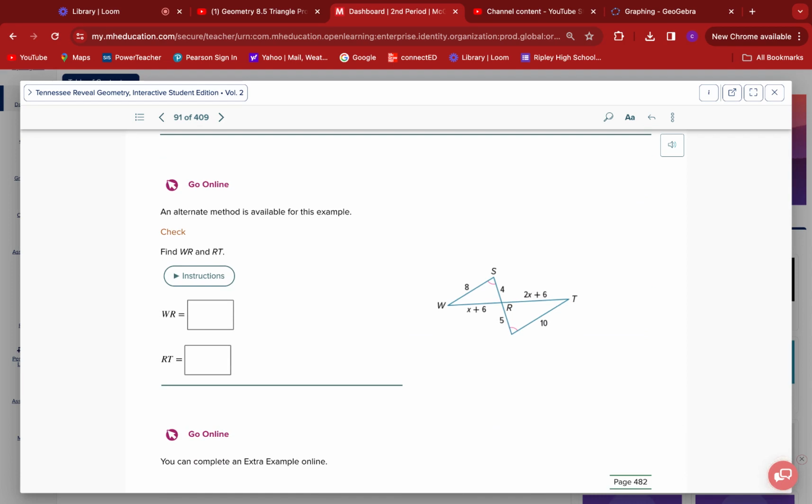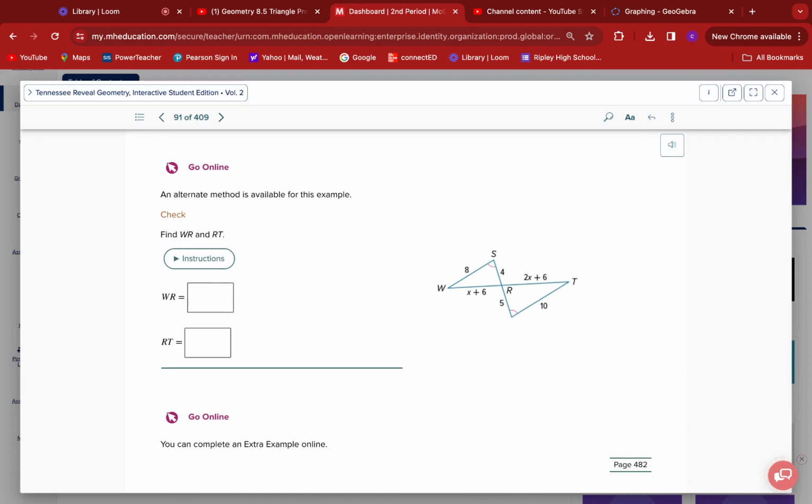482. All right, we got to find WR and RT, and I got to find X before I do any of that. All right, which means I got to set up a proportion. Okay, so let's see. WR is going to be matched up with TR. So X plus 6 over 2X plus 6. And then you can either go with the 8 and the 10, or you can go with the 4 and the 5. You're going to get the same answer regardless. I like smaller numbers, so I'm going to go with 4 and 5. So X plus 6 over 2X plus 6 equals 4 over 5.